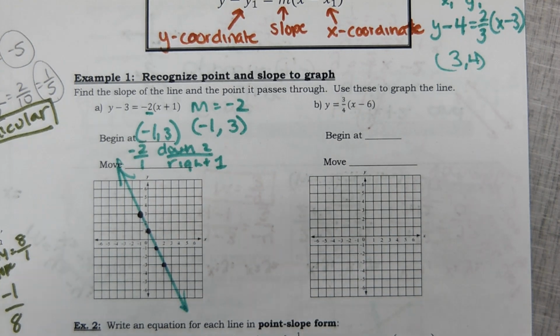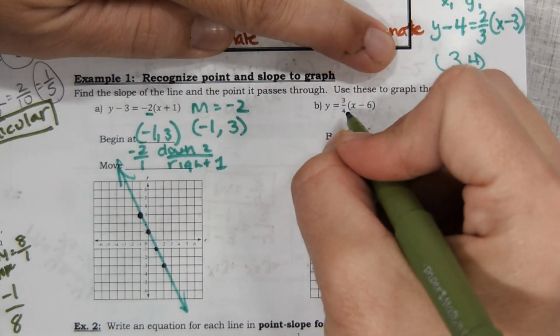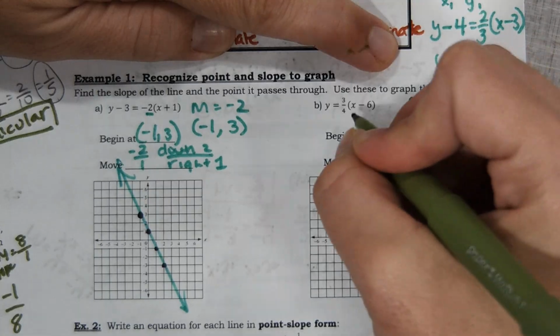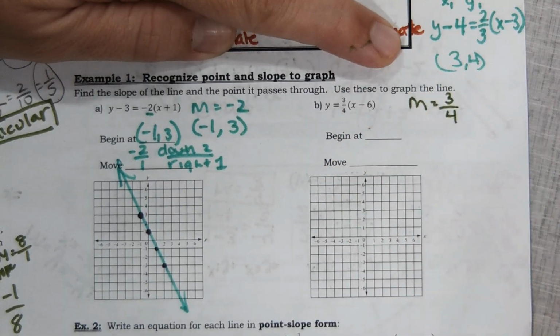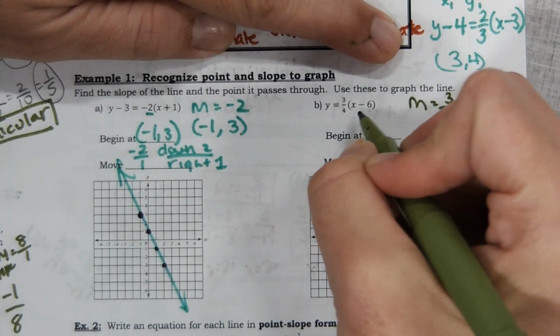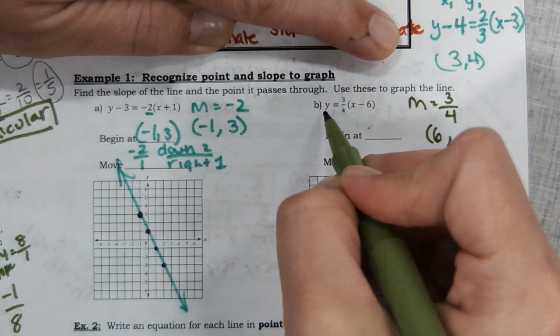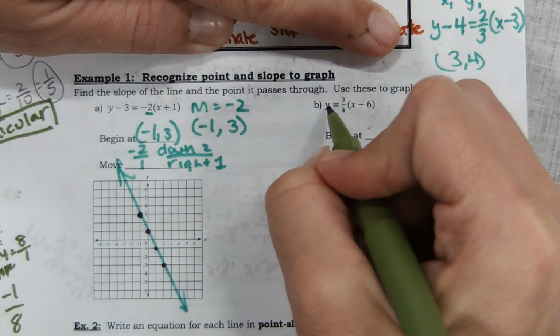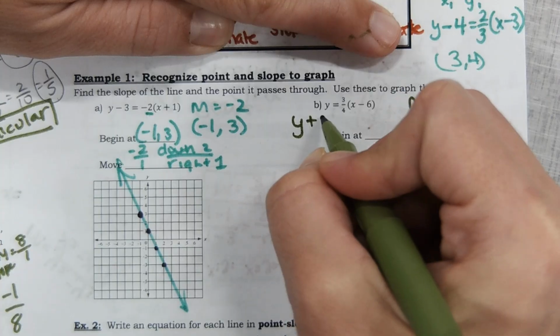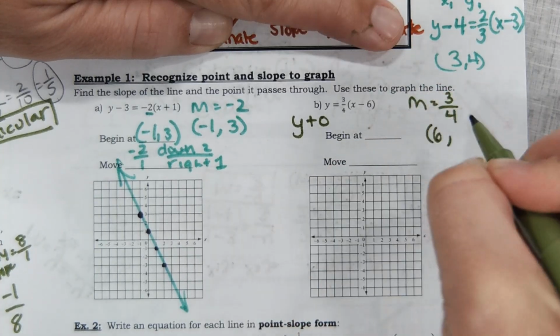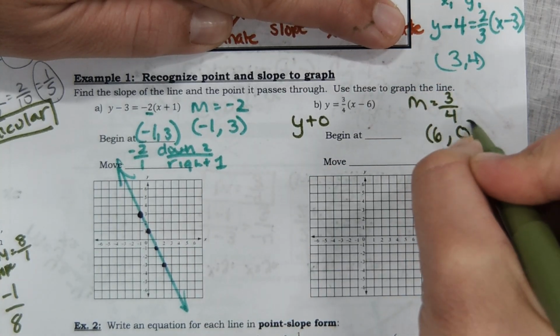Okay, the next example right here, our slope, I always like to grab that first. It's the easiest one to grab, is 3/4. And then a point on the line. Our x coordinate will be +6, and then y, what's going on here? Well, this is just y because it would be y plus 0, which means that the y coordinate would just be 0.